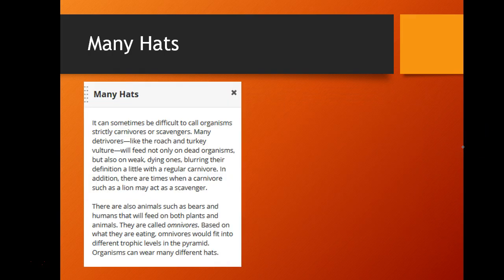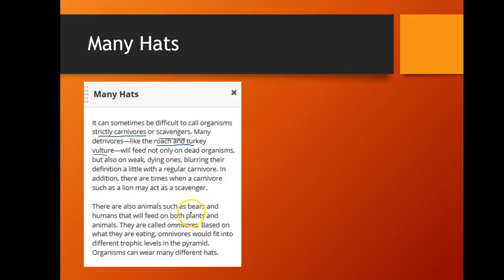Okay, so as you can see, sometimes it's hard to really categorize an organism in just one way. It's difficult to call an organism strictly a carnivore, like it only eats other animals and insects, or even strictly a scavenger. There are many detrivores like the roach and turkey vulture that will not only feed on dead organisms but can actually feed on weak and dying ones. So you can call it a carnivore in one sense or detrivore in another.